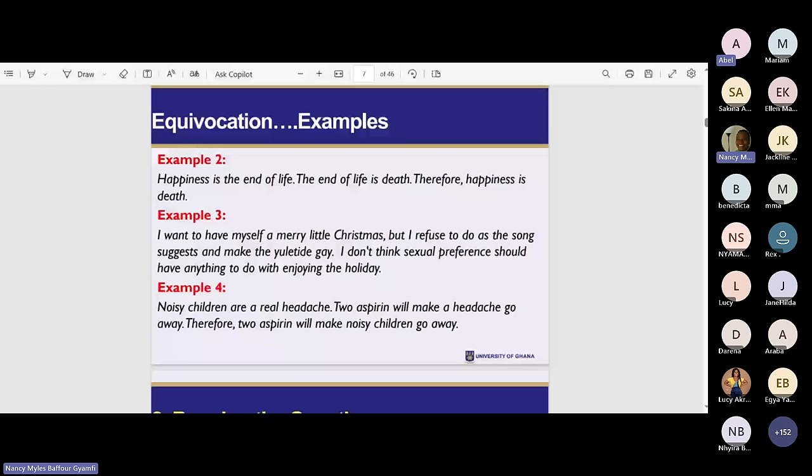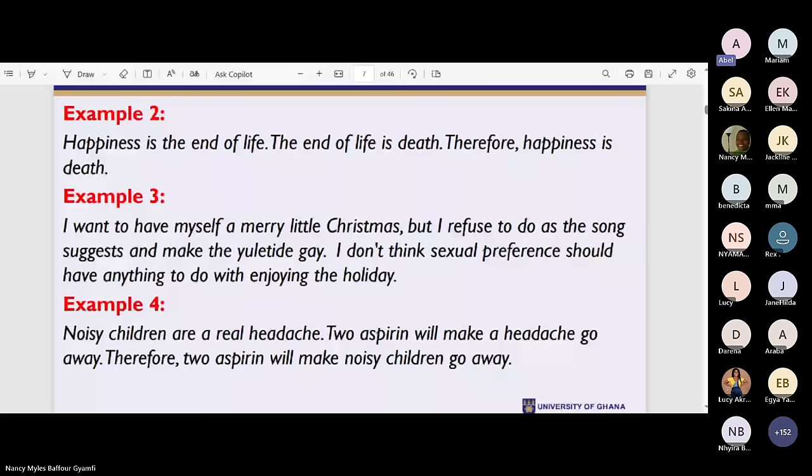I want to have myself a merry little Christmas, but I refuse to do as the song suggests and make the Yuletide gay. I don't think sexual preference should have anything to do with enjoying the holiday.